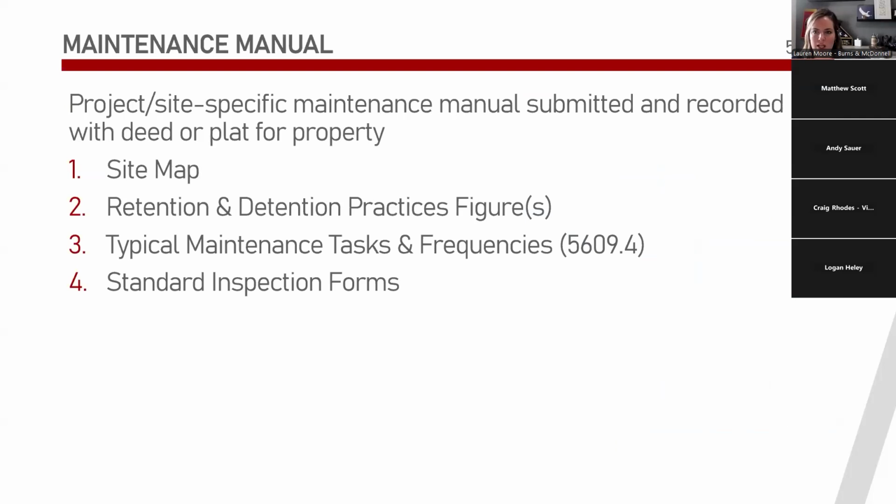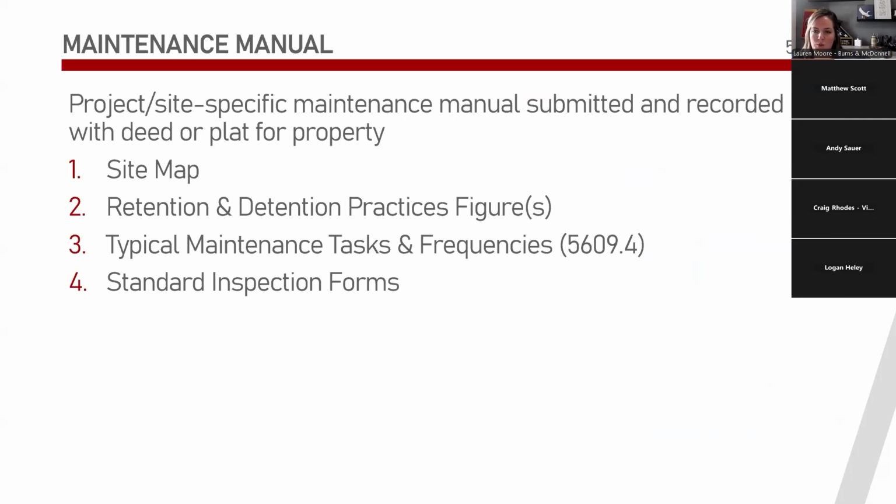So we are proposing that a maintenance manual be developed and recorded with the deed or the plat for the property. A big challenge with maintenance of these components comes into play when property changes over. So with this, you would have a manual that is basically recorded with the property itself, so when that property does, or if it does, change over, that information is still there. This isn't looking for anything crazy or cumbersome, really just a site map that's identifying what the stormwater components are. So what are those components that you're using to meet the management requirements?